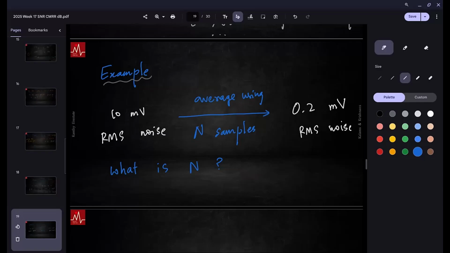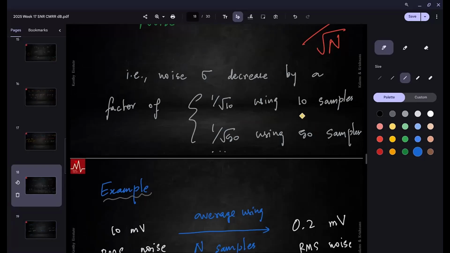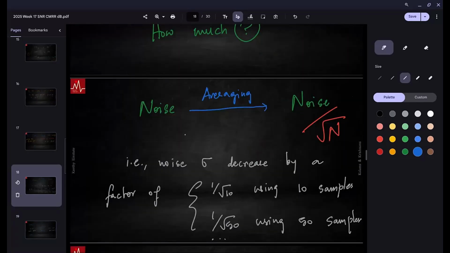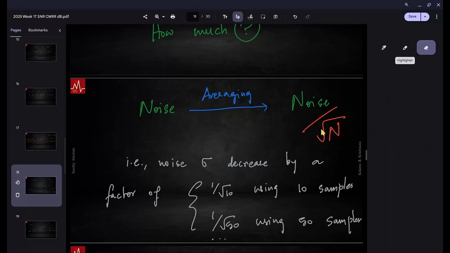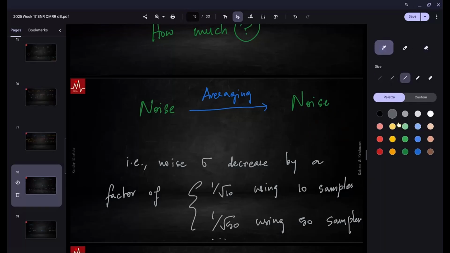We are also on time, so this is the last question, and there is one more minor detail. I'll point that out. Noise amplitude.